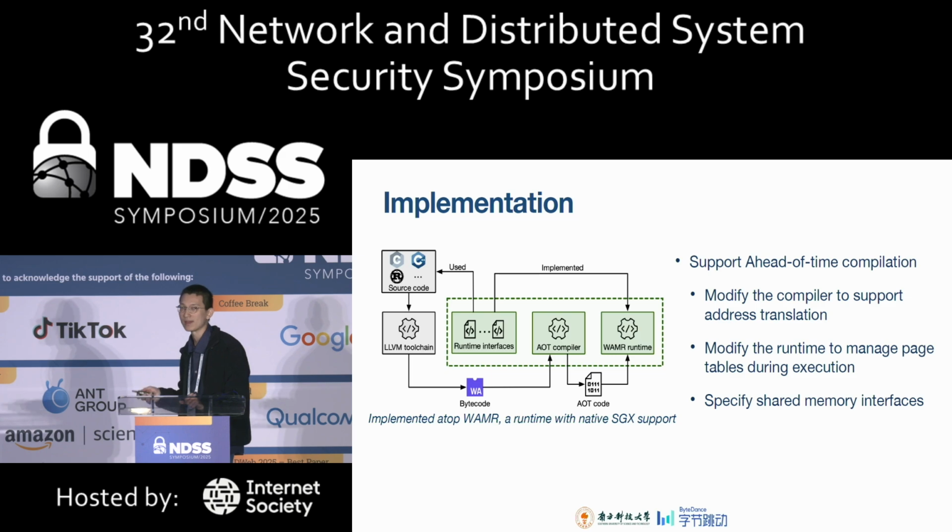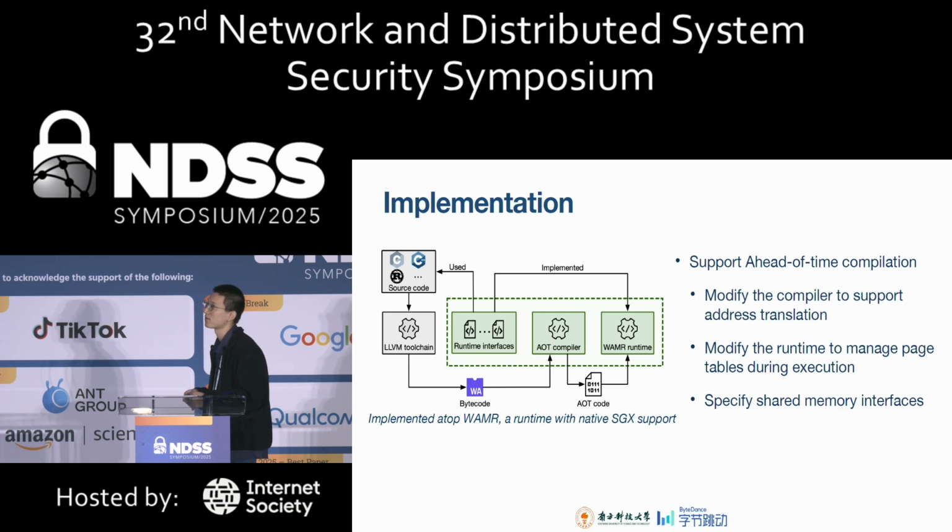So the page table entry of page 3 in the write page table will point to the exception page. And we implemented WAVEN atop WAMR, a popular Wasm runtime with native SGX support. We modified the AOT compiler to support address translation, and we added runtime support for page table management and shared memory management.